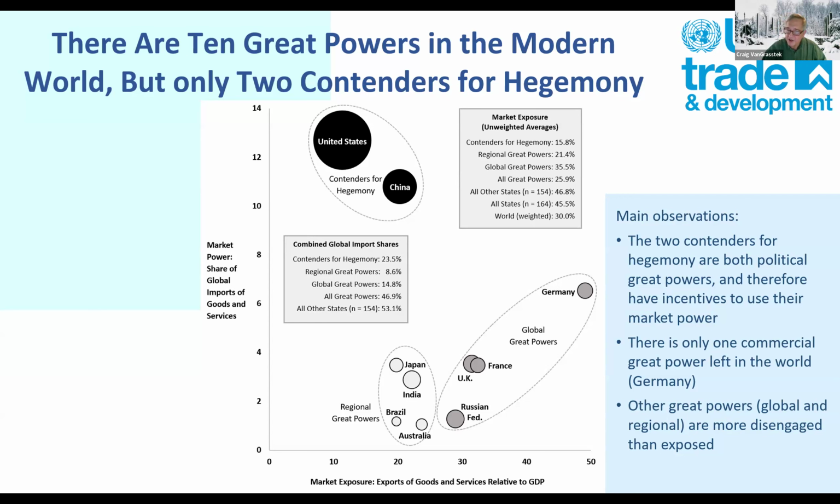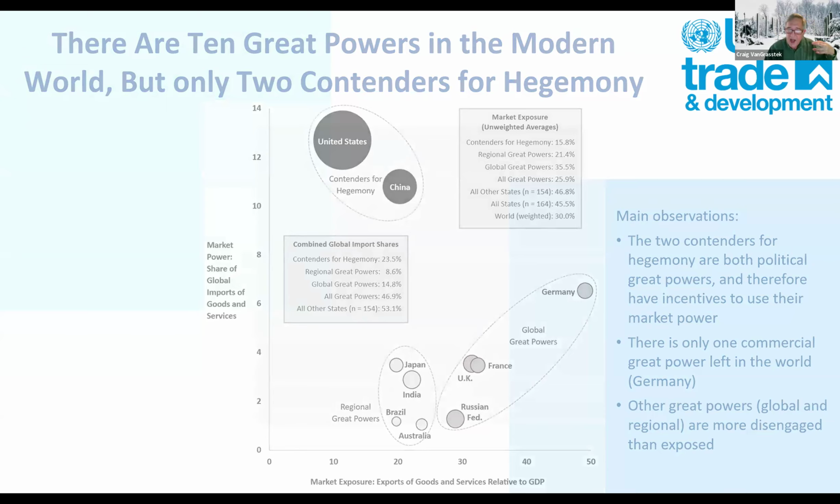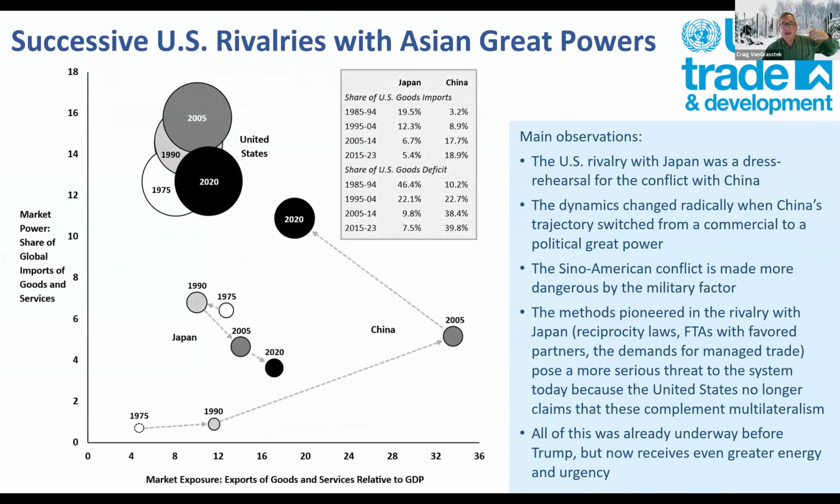So none of these countries have a very strong incentive to restore the very weakened, the very diminished global trading system. All of them, with the exception of Germany, have an interest in treating trade as an issue other than trade. So how did we get here?